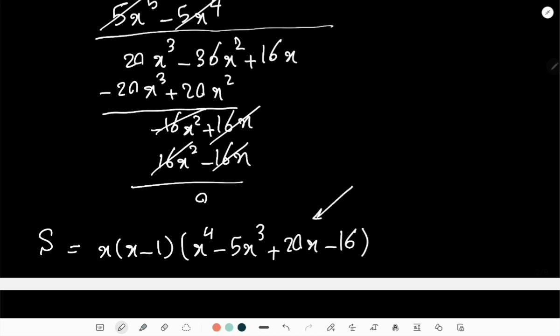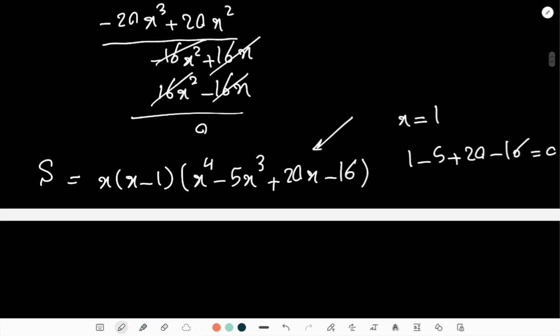It sounds like it's still factorizable. If I put x equals 1 again in that expression, I get 1 minus 5 plus 20 minus 16, and this is again 0. Interesting. So in other words, there are two factors of x minus 1. So I'm going to just divide that by x minus 1 again.